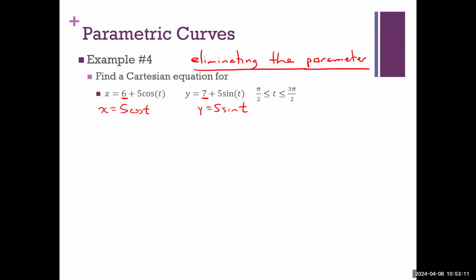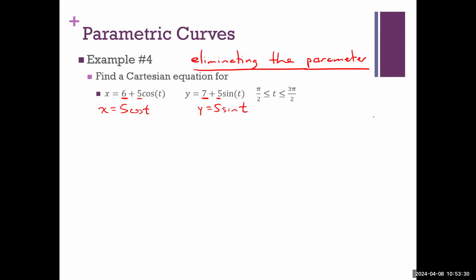We still think that circle will have a radius of 5. So that's what the 5 is doing. The 5 is altering the amplitude. And since both the sine and cosine have a 5 multiplied by them, I think it's still going to be circular. It's not going to be stretched out in one direction versus the other. But what are the 6 and 7 doing?